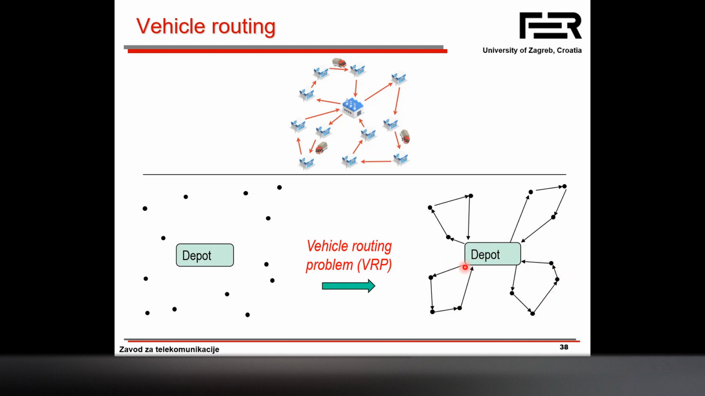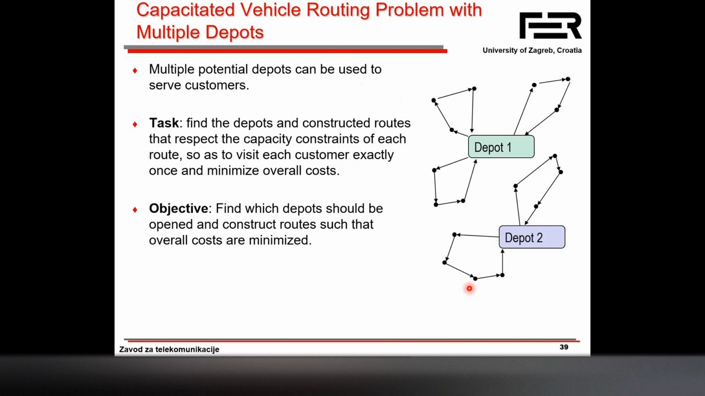And the idea is to find the optimal solution which minimizes the costs. So we have certain costs in terms of the distance traveled and so on. So this is the typical vehicle routing problem. For that project, we had something referred to as the capacitated vehicle routing problem with multiple depots. There are very, very many variants of the vehicle routing problem. This is one of them.